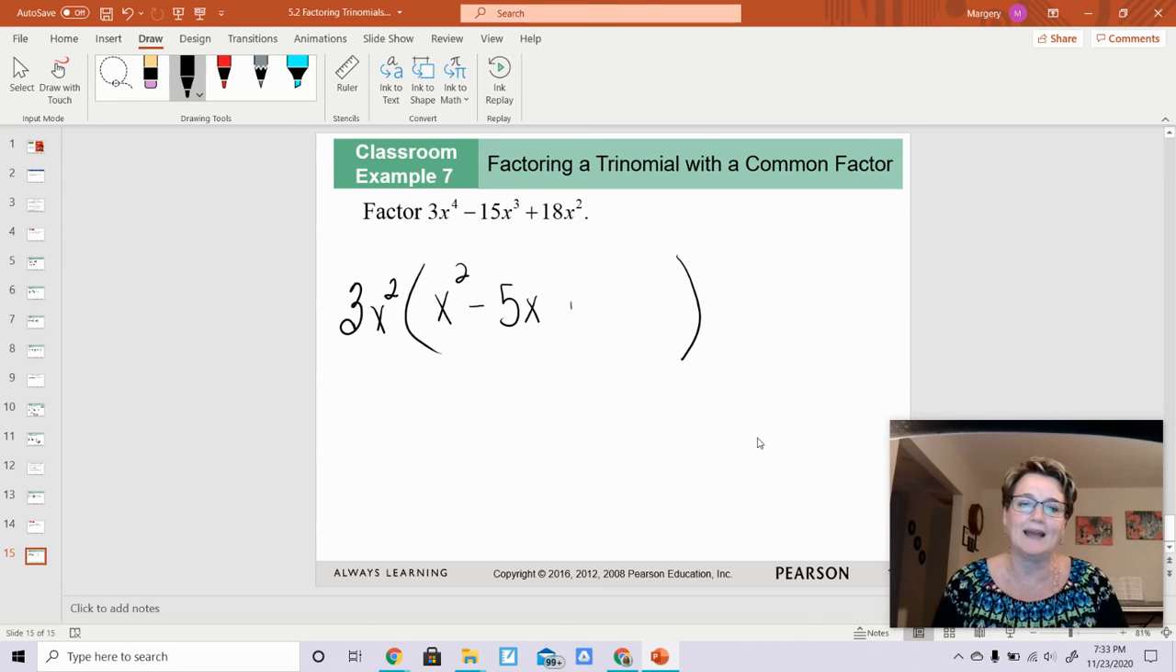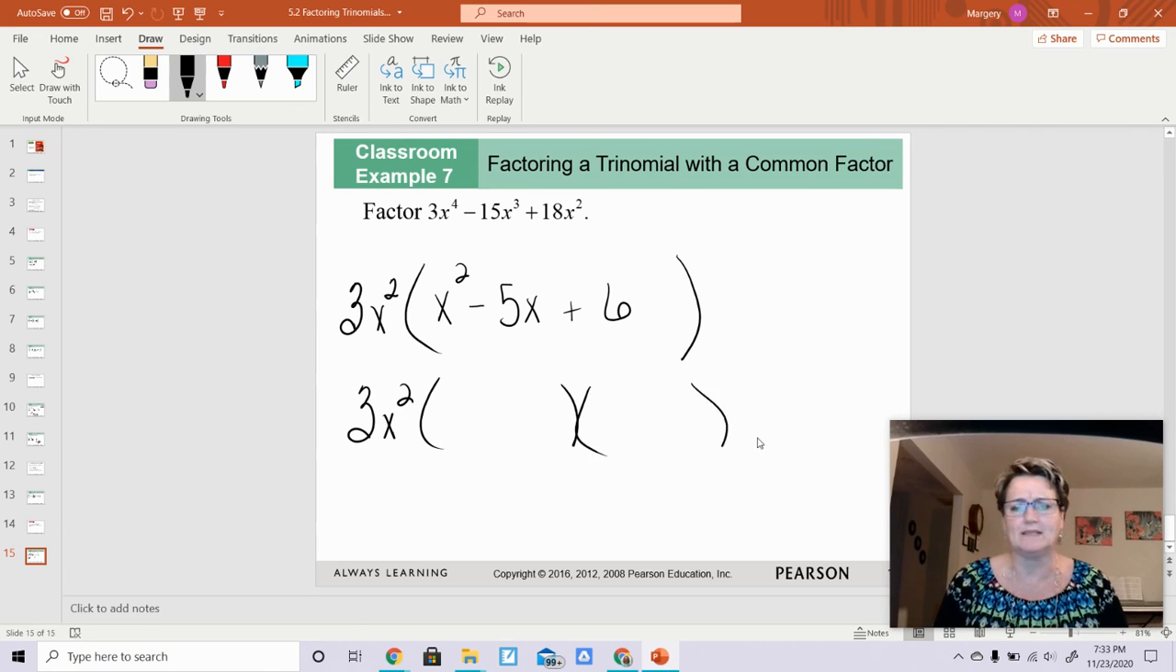3x squared times 6 gives you 18x squared. Had a little moment there. Now, you do have to look at what's inside the parentheses. You might be able to factor it a little bit further. You might not, by the way. This might be it. However, I'm going to look inside here.